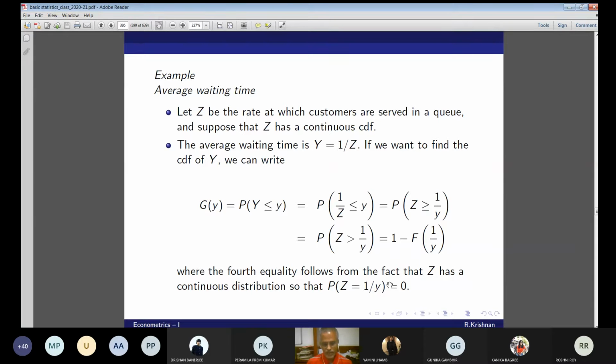The fourth equality follows from the fact that Z has a continuous distribution, so that the probability at equality I'm treating as 0. So P(Z greater than 1 by y) is equal to 1 minus F of 1 by y. Is it correct from the definition of CDF? Yes, sir. Now see the fourth equality.